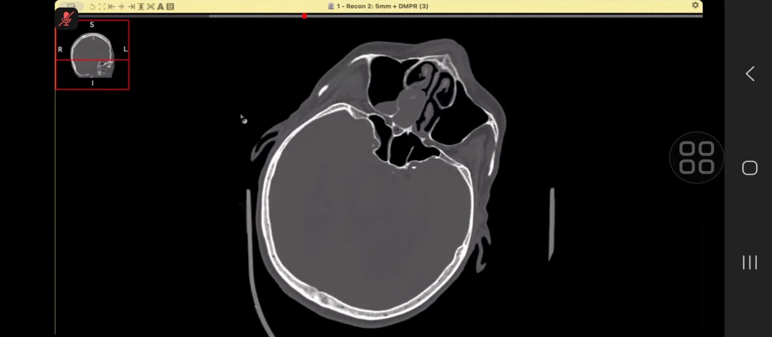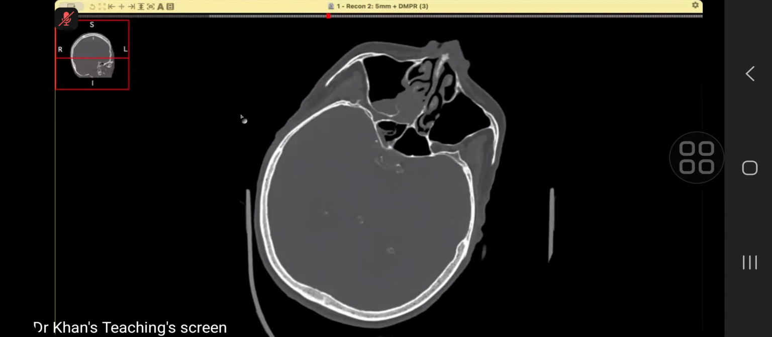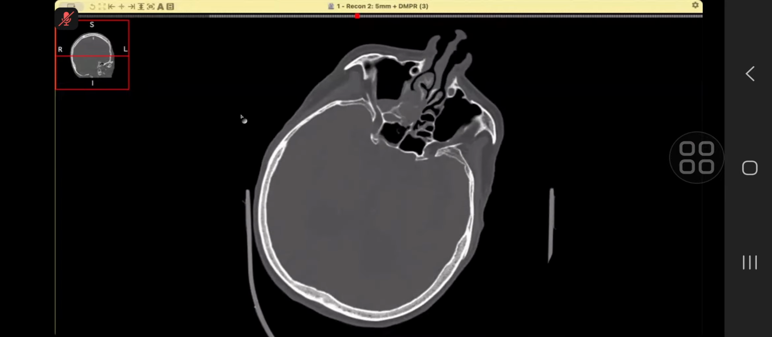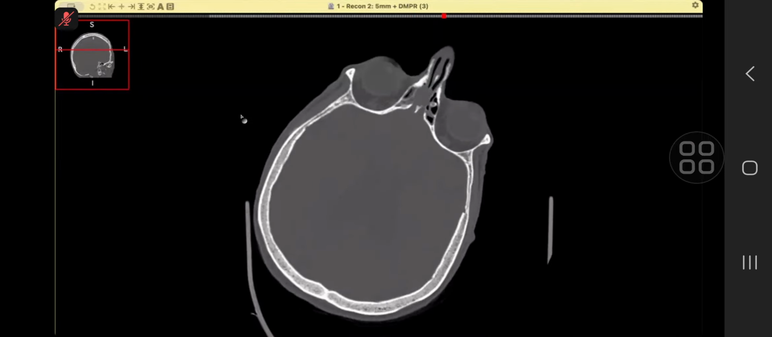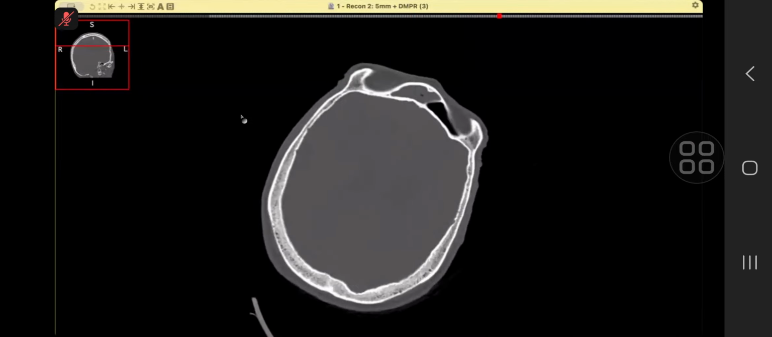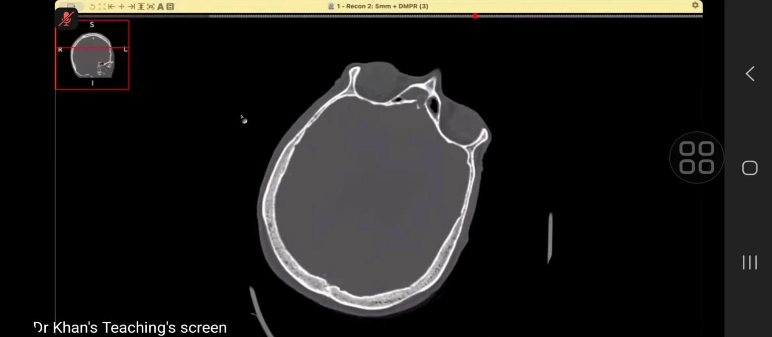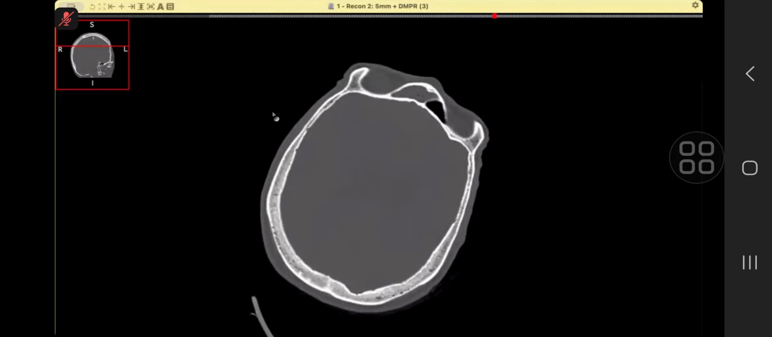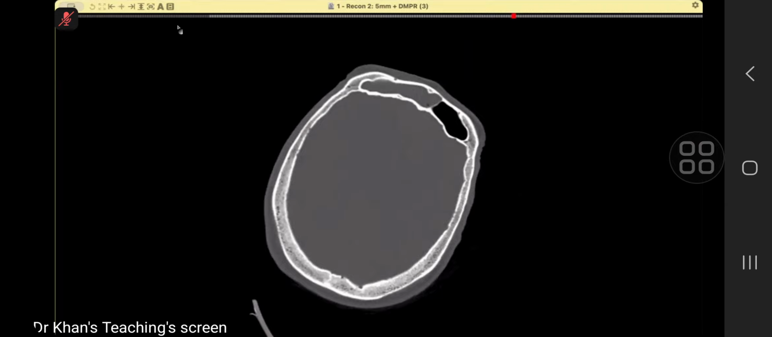Sir, again, there is a redemonstration of soft tissue intensity lesion in the sinuses, which is involving the right maxillary, right ethmoid, and bilateral frontal sinuses. I want to see any erosion of the bones. In the right cribriform area, the right cribriform plate seems eroded, and both frontal sinuses, right frontal sinus mainly, are opacified with this mass.